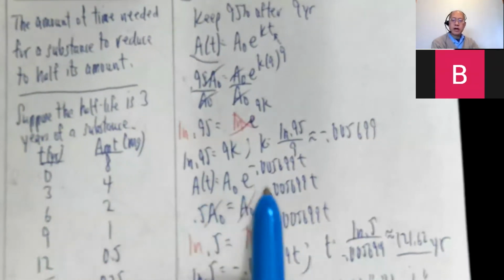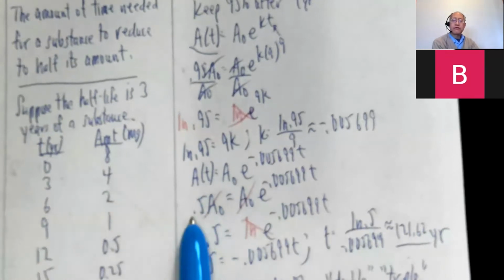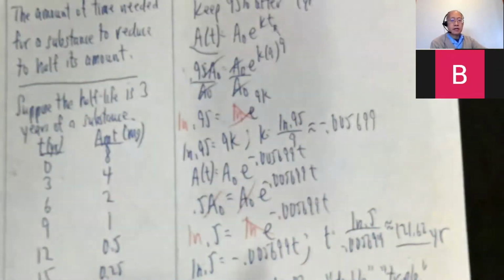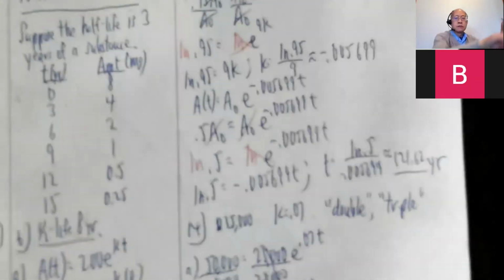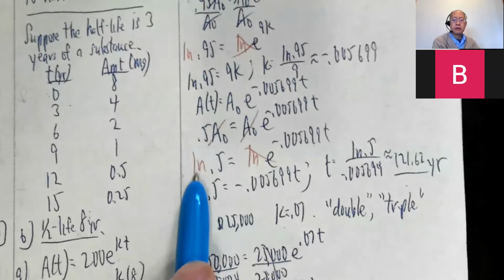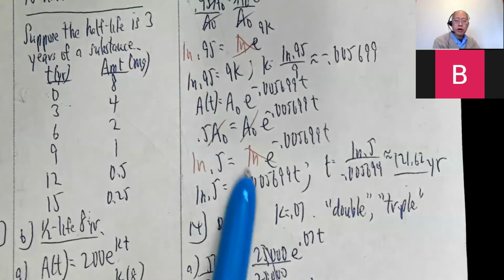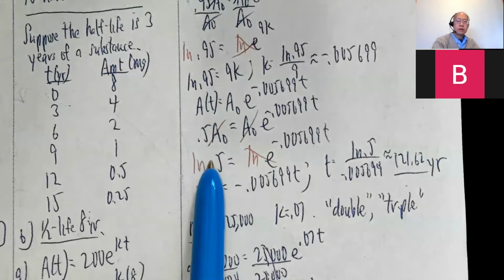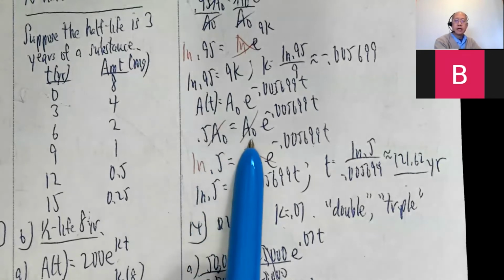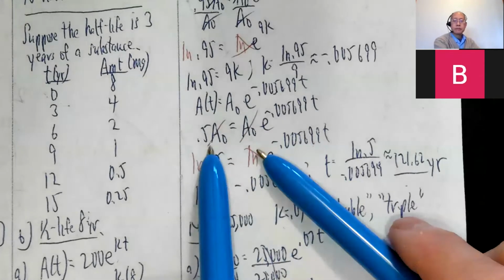So I have this equation. Half-life means 0.5 the original. Instead of 0.95, I just make it 0.5. Try to get this in focus here. There we go. So 0.5 A0 equals A0 e to the negative 0.005699 t.